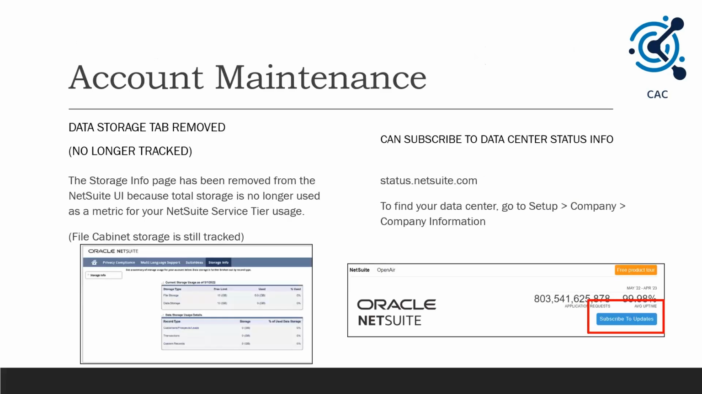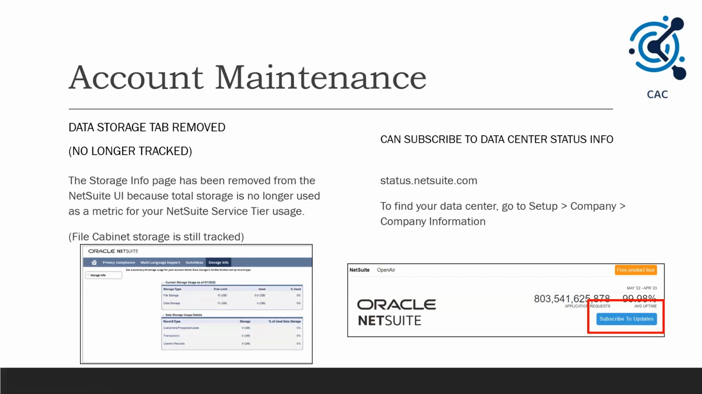Okay, so next one, I have a couple of different sections on the account maintenance. So the data storage tab has been removed. It's no longer tracked by NetSuite for your service tier. That is different from the file cabinet storage that is still tracked, and that's part of your NetSuite service tier. So just in case you were looking for this storage info, it's not going to be there anymore because it's not being tracked.